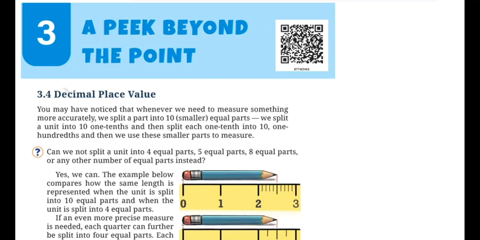Hello kids, we are doing chapter number 3 of Ganita Prakash, class 7th, A Peek Beyond the Point, and today we are going to begin the topic 3.4 Decimal Place Value.